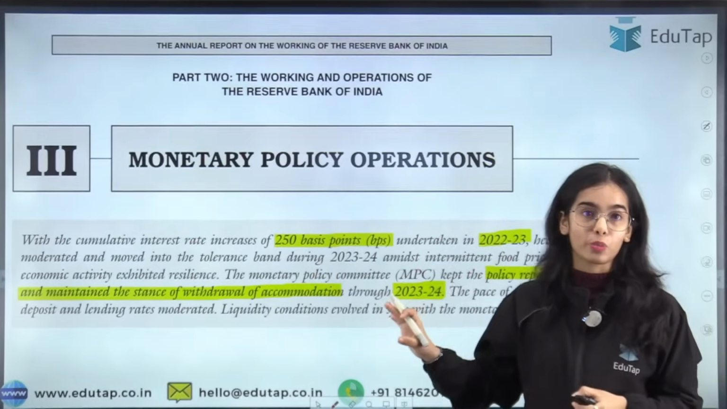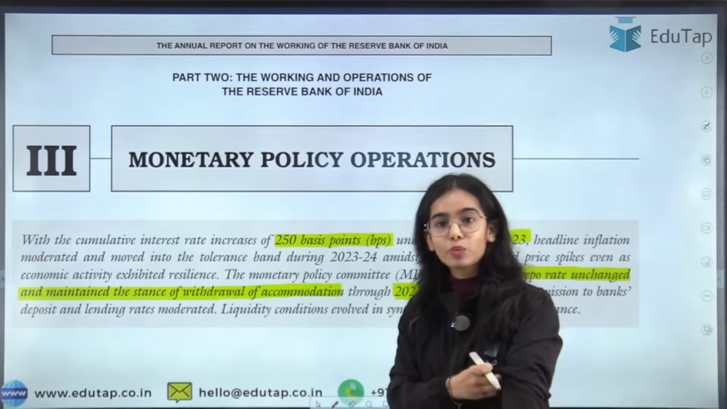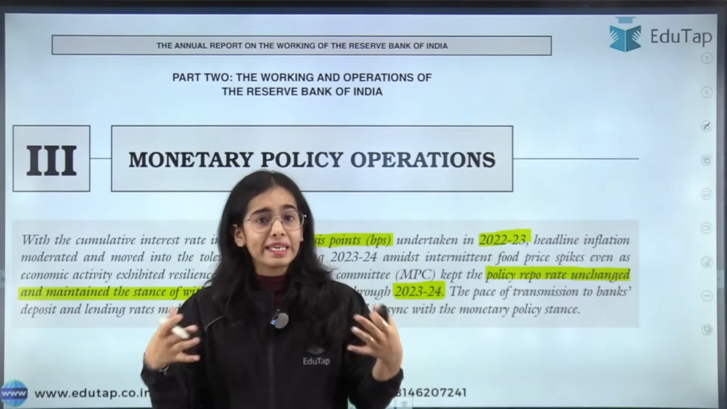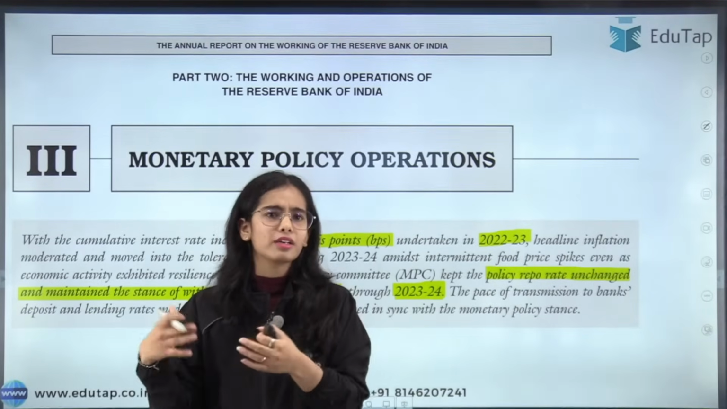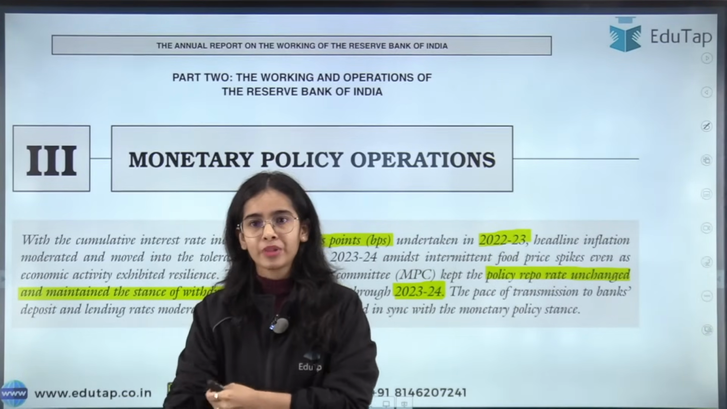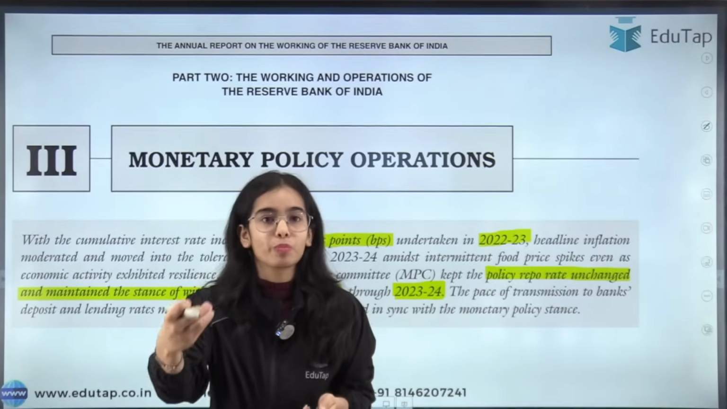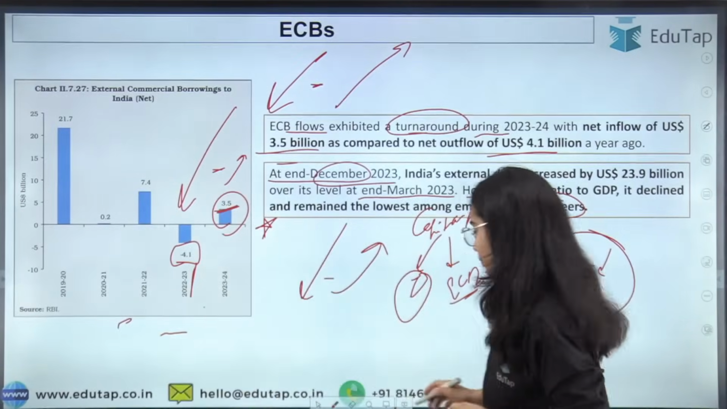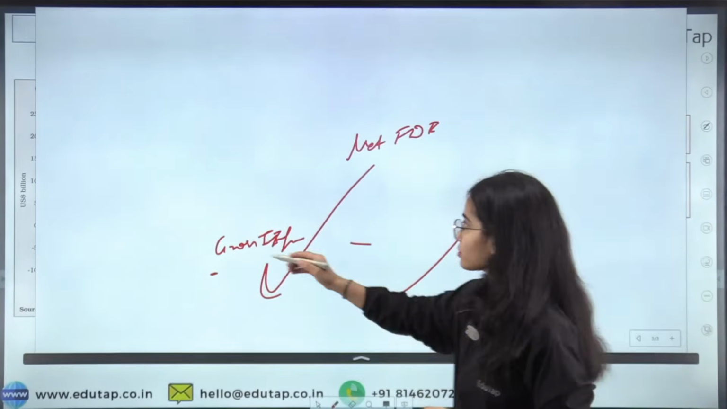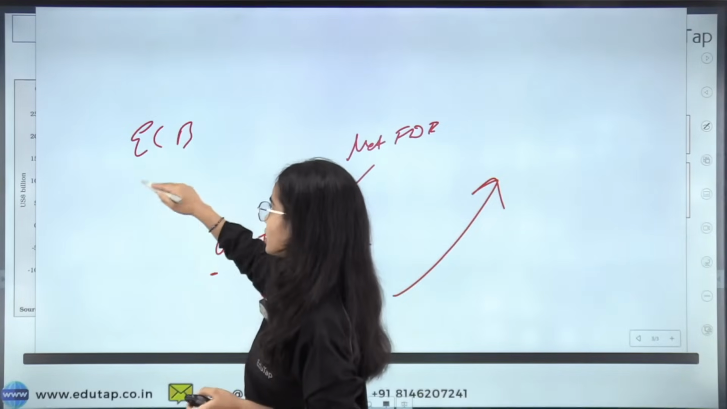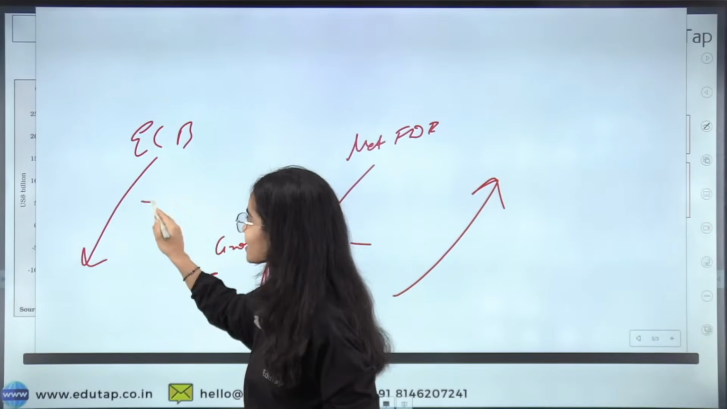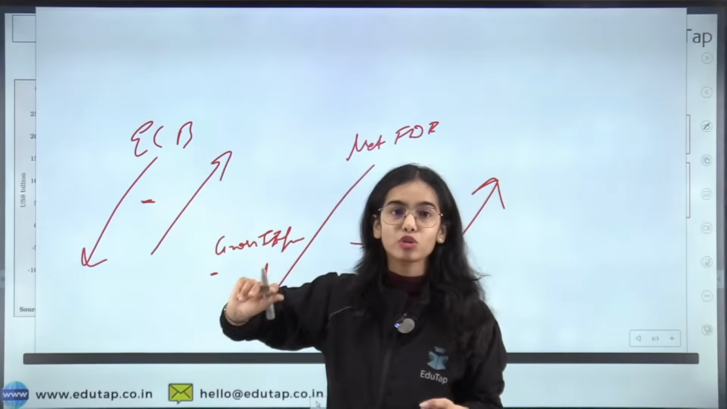We are done with part 1. We are starting with part 2. Part 1 was the one where there were many data points. Part 2 can be done in a fast manner. ECB, external commercial borrowings: we are borrowing from outside, and we can also lend to outside. That is allowed.